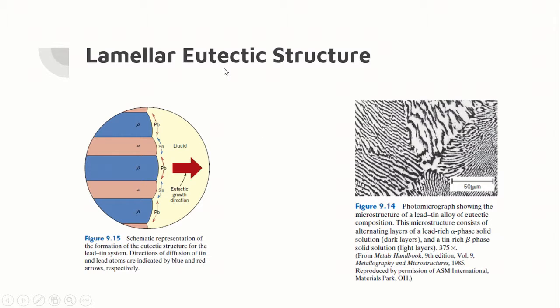So the lamellar formation is also shown here, representing the formation of eutectic structure for the lead-tin system. The direction of the diffusion of the atoms is indicated by the blue and the red arrows, as you can see here, and the eutectic growth direction is shown by the big red arrows.